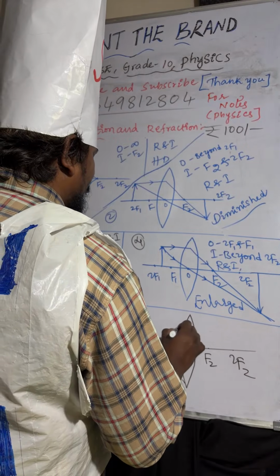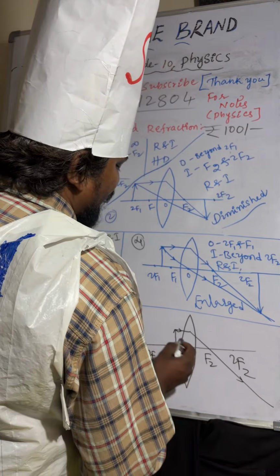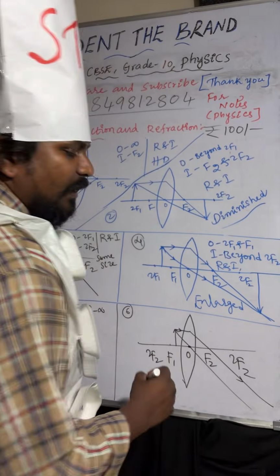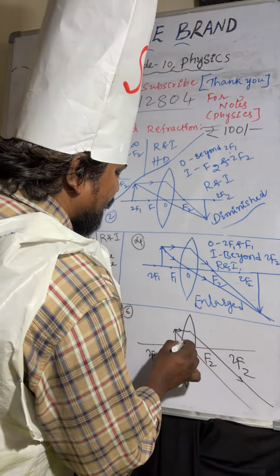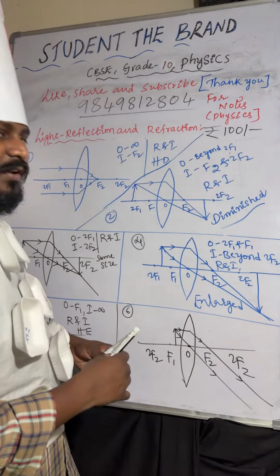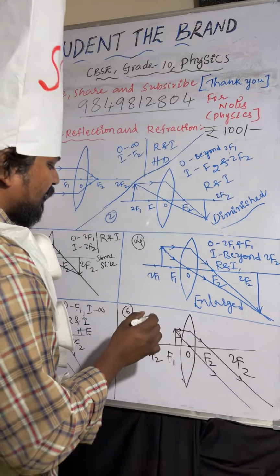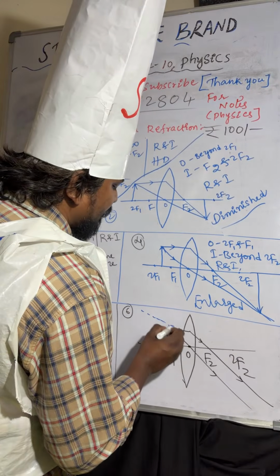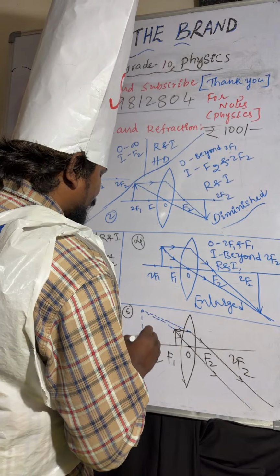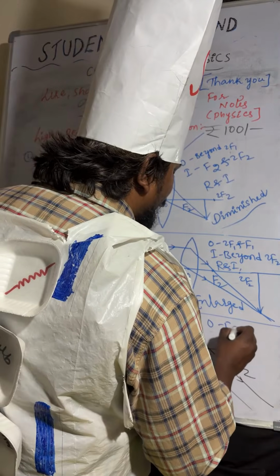One light ray I am taking like this, it passes through focus. Another light ray is passing through optic center. Yes or no? Yes. So now, if we are extending those light rays, these light rays are meeting here. Okay. Object is placed between F1 and O.